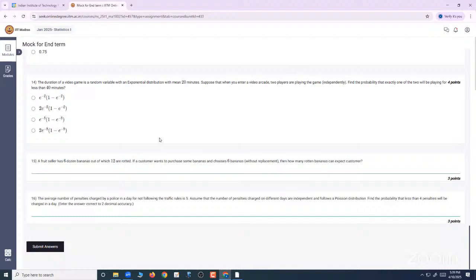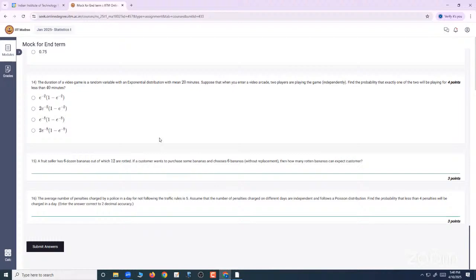The duration of a video game is a random variable with an exponential distribution with a mean of 20 minutes. Suppose that when you enter a video arcade, two players are playing the game independently. Find the probability that exactly one of the two will be playing for less than 40 minutes. So we have two players here, and the duration of the video game follows an exponential distribution with mean 20. That means my lambda is 1/20.